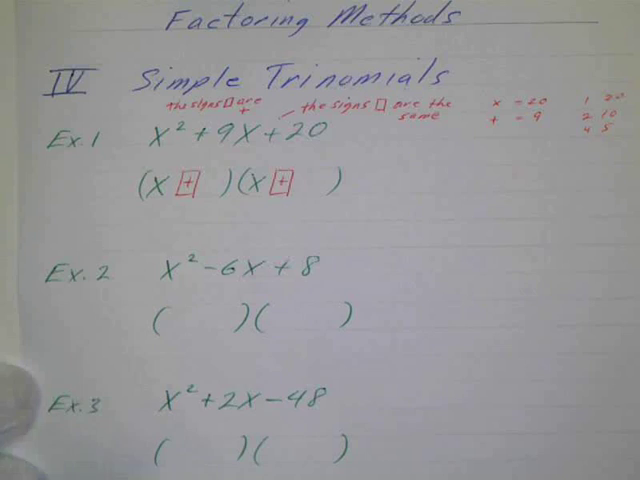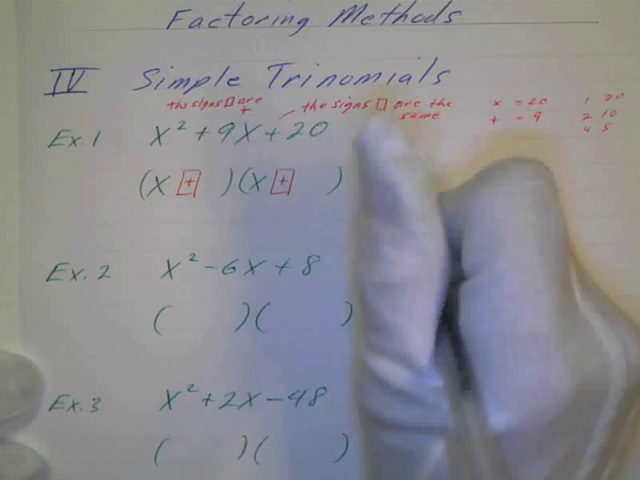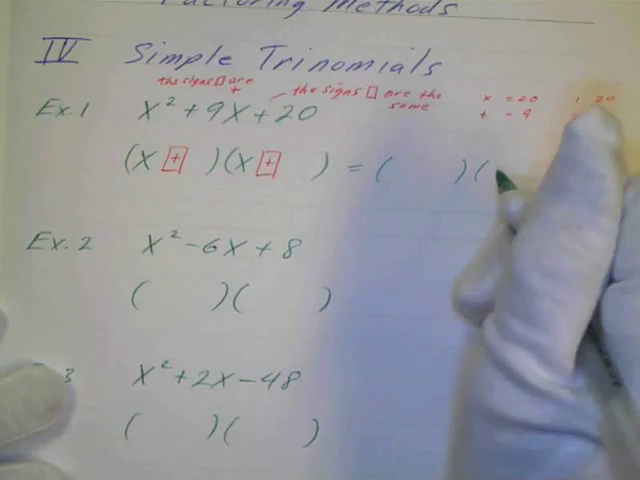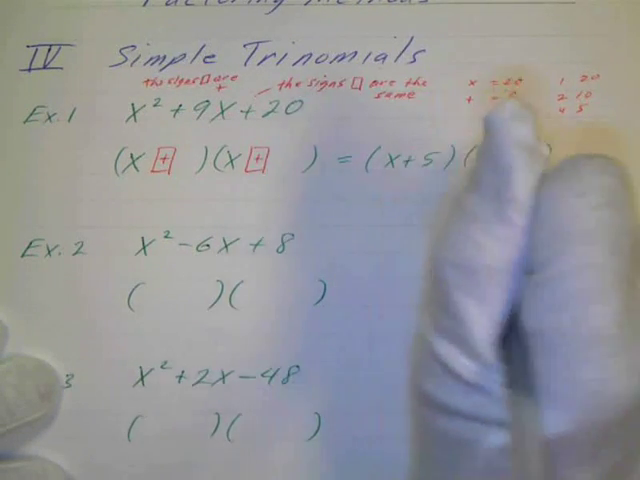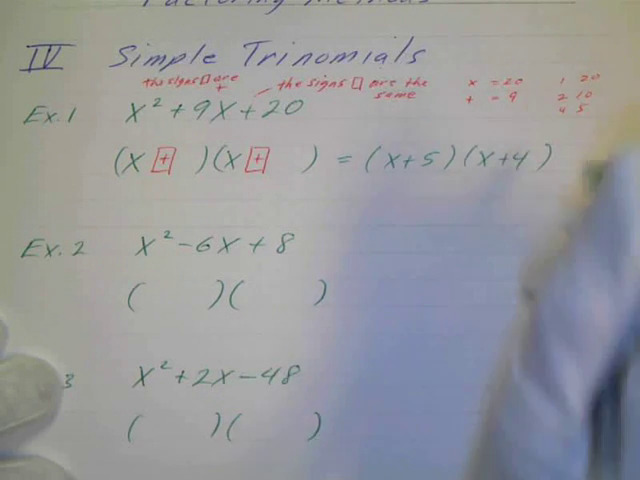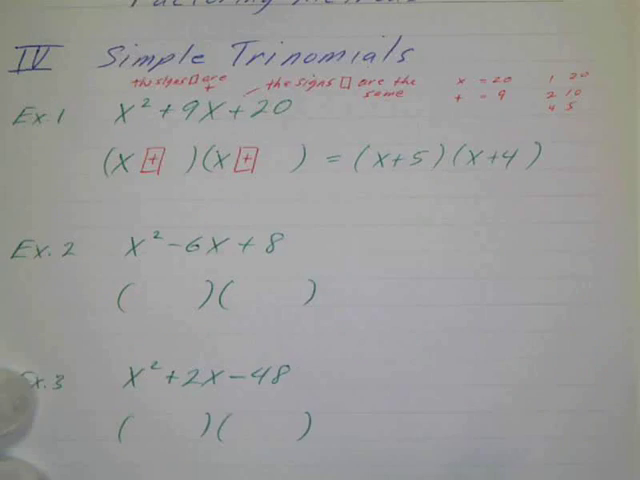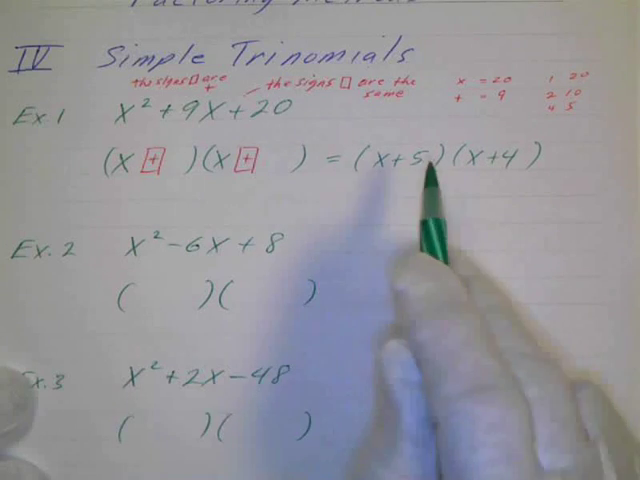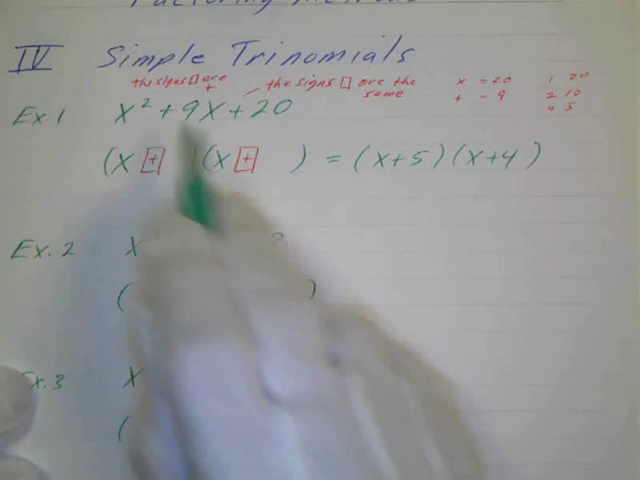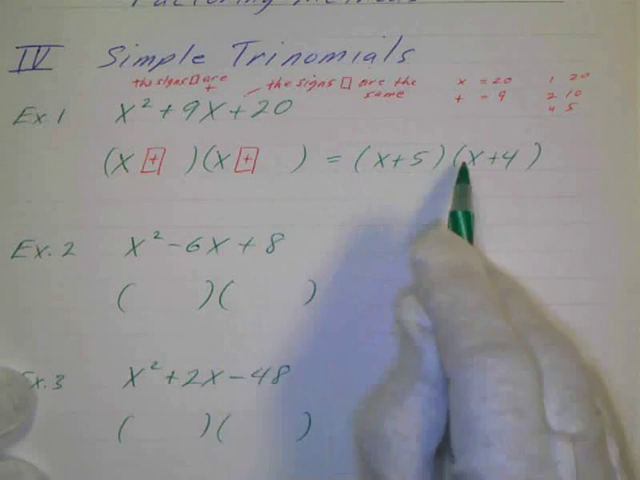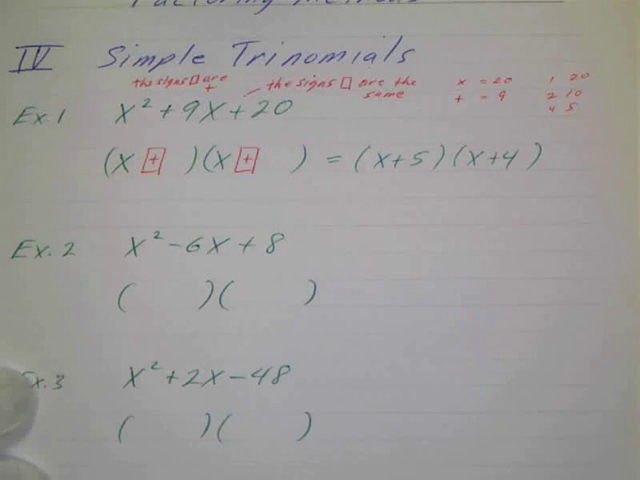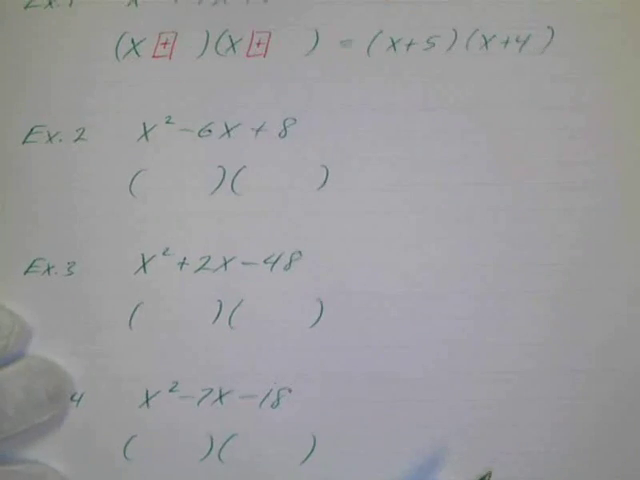And I usually write the largest one on the left. So I'll just write it over here. X plus 5, X plus 4. And you can check that out using the FOIL method. X times x is x squared. 4x plus 5x is 9x, and 5 times 4 is 20. So it checks out. Remember, first terms, outside, inside, last. Okay? All right. Let's try another example.